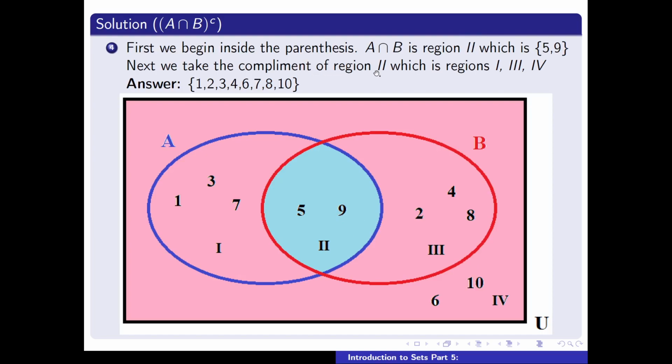Now we want the complement of region 2. So remember, the complement is everything in the universal set except for that set. So everything outside of this region, if we highlight those, as we see in pink, that's regions 1, 3, and 4. That's the complement of region 2. So then we list all the elements in 1, 3, and 4 to get our final answer: 1, 2, 3, 4, 6, 7, 8, and 10. And that's our final answer there.